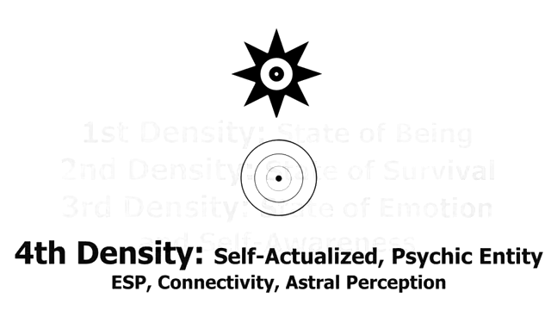Fourth density is often described as ESP, connectivity, astral perception, things like this. They're what we would consider to be the next step in evolution of our consciousness, of our mind. And so an example of something that would exist in the fourth density would be a self-actualized psychic entity.